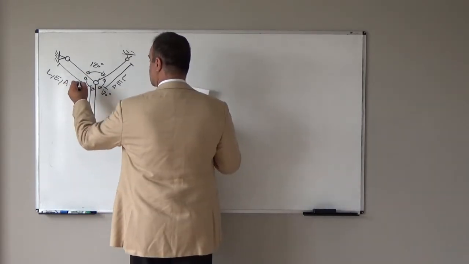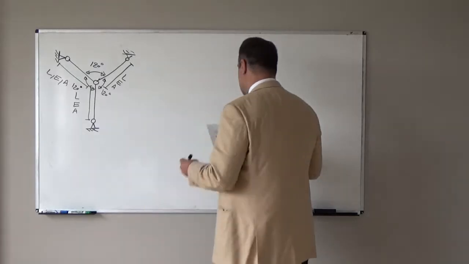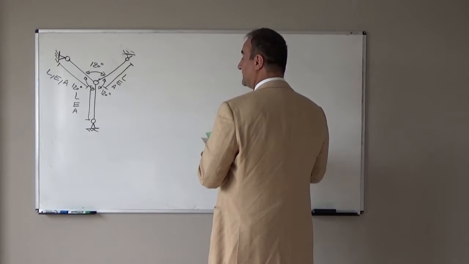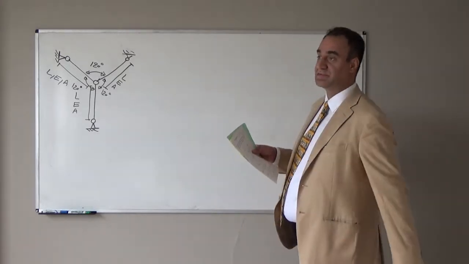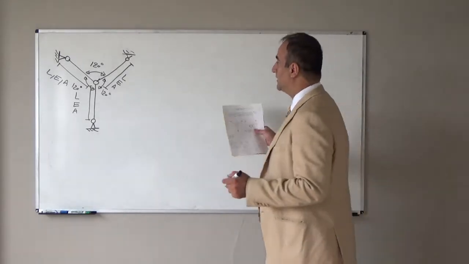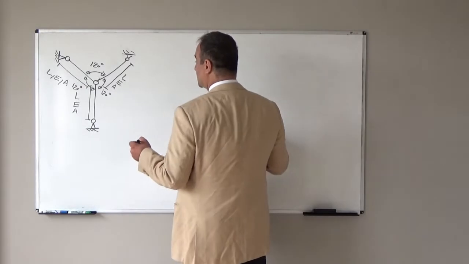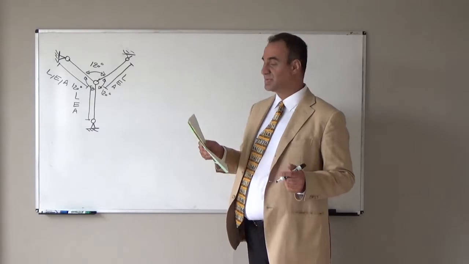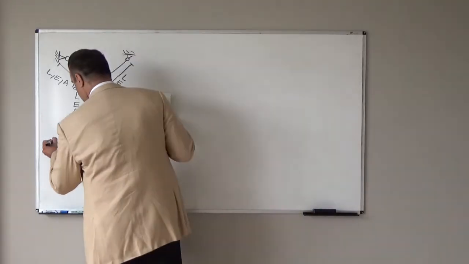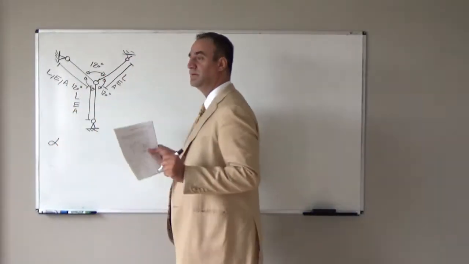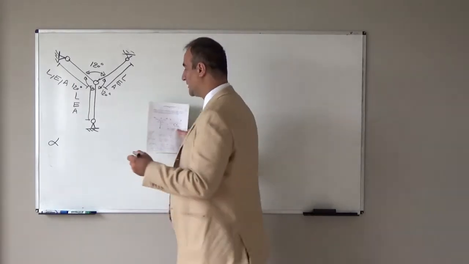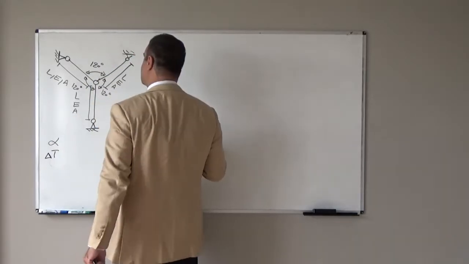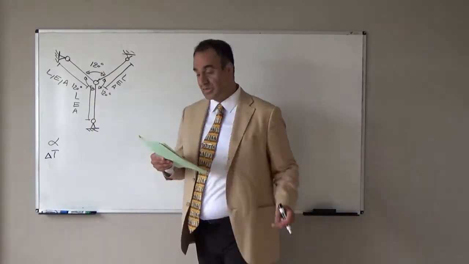So this system, as you see, is kind of an axis symmetric system. Linear coefficient of expansion is alpha. We increase temperature in two rods by delta T. We want to find internal force in each rod.